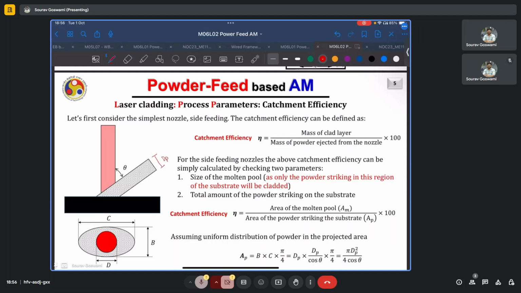Because of the inclination between the powder stream and the substrate, the profile that we get on the substrate itself is elliptical rather than being circular. So here also this will be dp, and because of the inclination, the length that we get, C, turns out to be dp by cos theta, whereas the dimension B remains as dp. That is also reflected here, so pi by 4 AB. So that becomes pi by 4 times dp cross dp by cos theta.